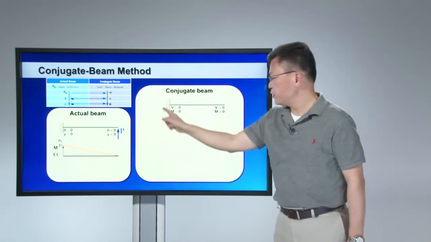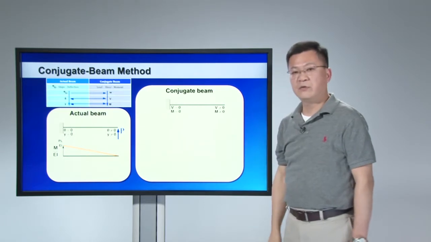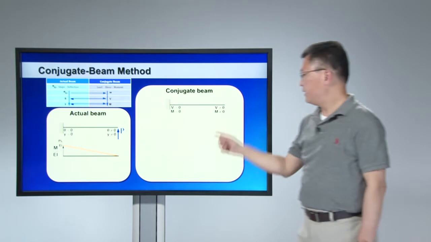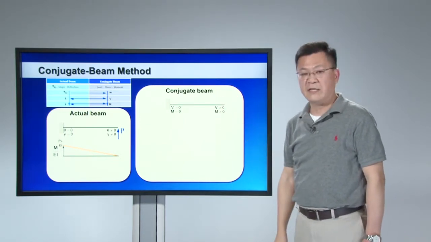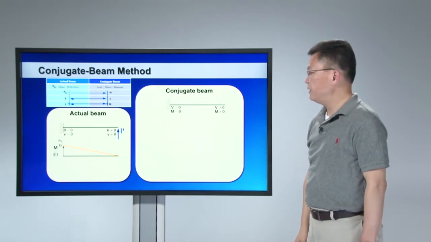Now, the boundary condition that complies with shear force equal to 0 and bending moment equal to 0 is actually a free end. On the other hand, the boundary condition that complies with shear force not equal to 0 and bending moment not equal to 0 is actually a clamped end.